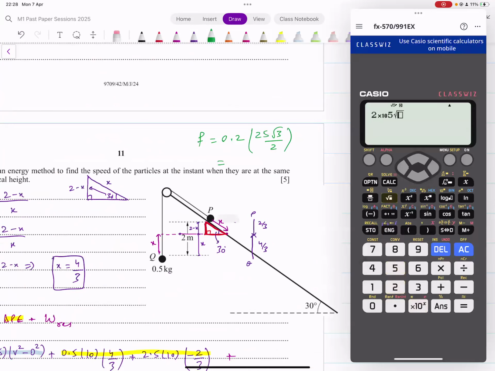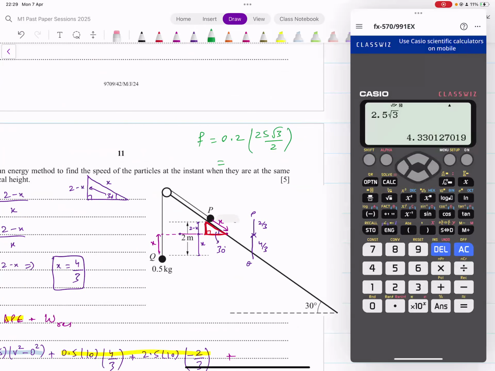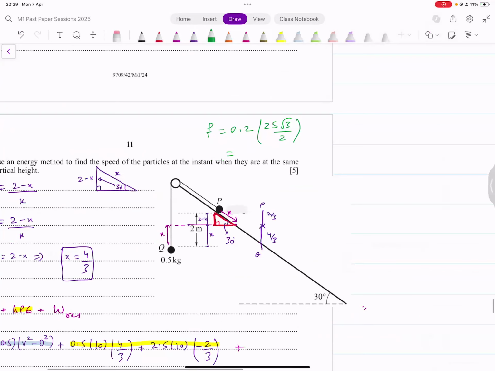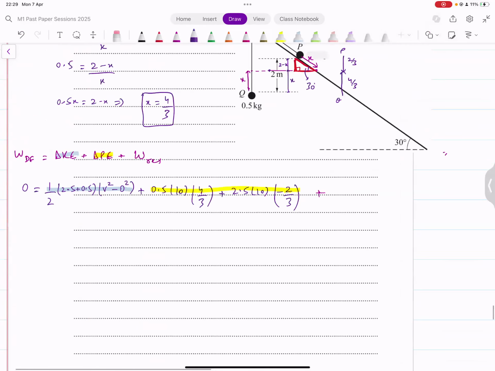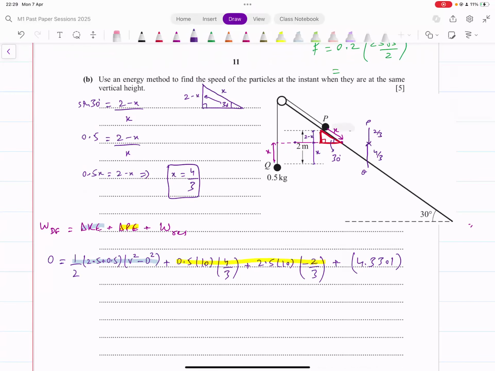2.5 under root 3, right? That's 4.3301. So this is 4.3301. That's the friction. That's a force, right? We are talking about work done against resistance. How much distance is traveled along the surface? X units, that's 4 over 3. We multiply by that.